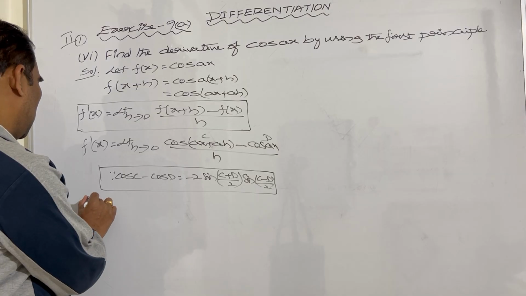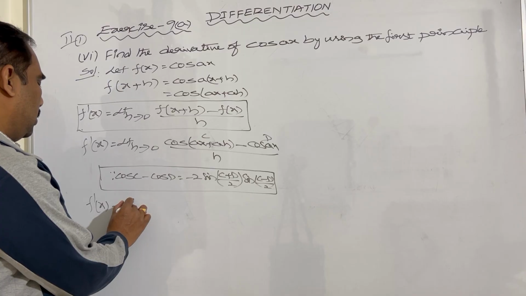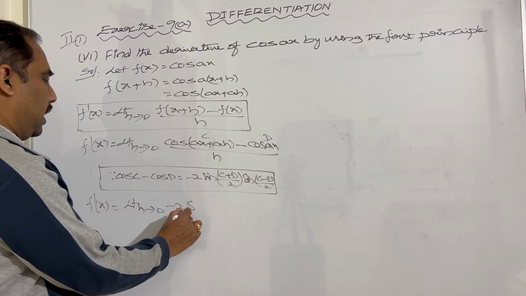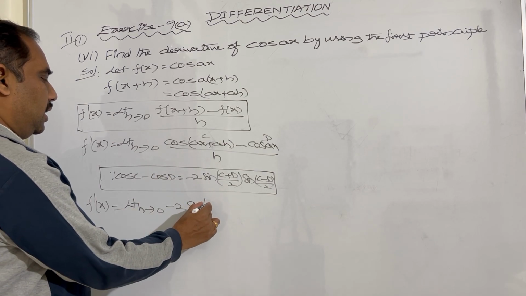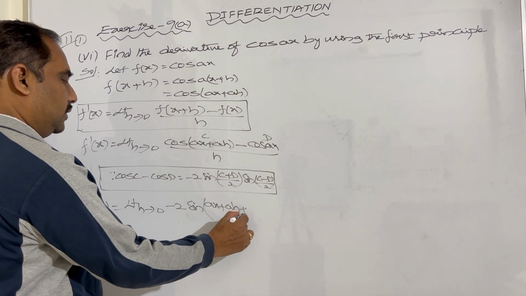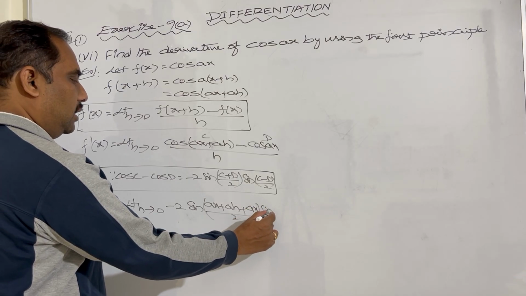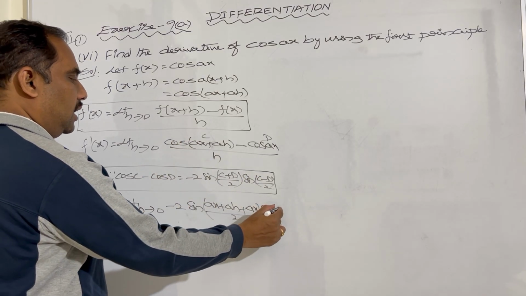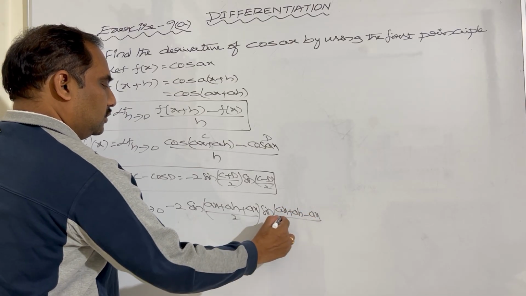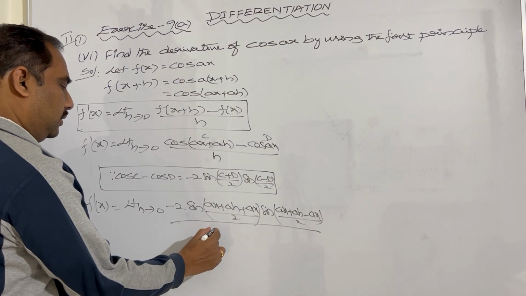So here f dash x is equal to limit h tends to 0, minus 2 sine of c plus d by 2, that is ax plus ah plus ax, whole divided by 2, and sine of c minus d by 2, that is ax plus ah minus ax, whole divided by 2, whole by h.